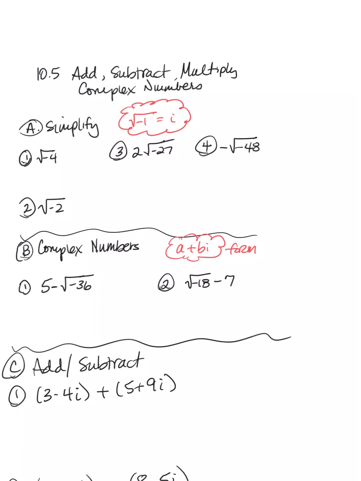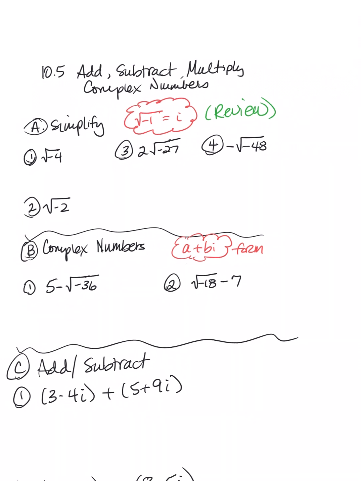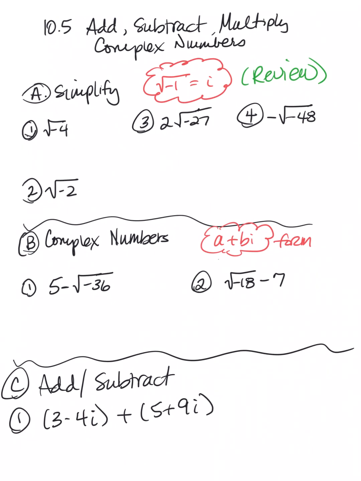All right, in 10.5, we're going to add, subtract, and multiply complex numbers. So we want to first of all just kind of remind ourselves about the square root of -1 being i. This is a lot of review at first right here, okay? But let's look at this. So remember the square root of -1 is i. So as we simplify these guys, let's think through this.